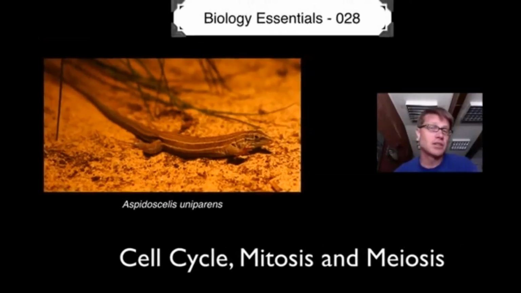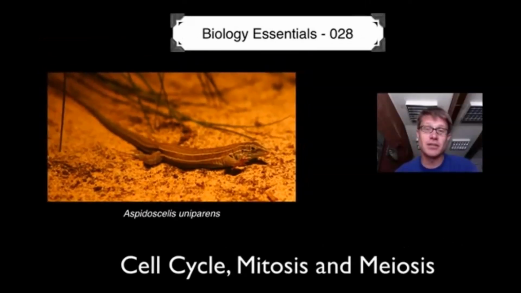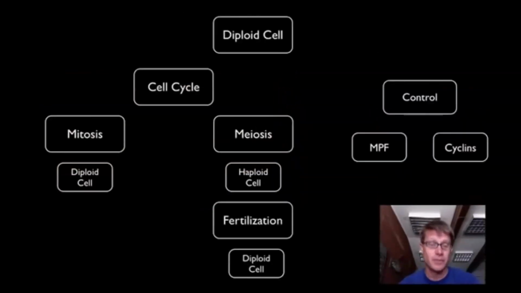Now, we're not going to go into the specifics of mitosis and meiosis. I've got videos on each of those that talk about the different phases. What I want to talk about is, in general, what do mitosis and meiosis do, and how does the cell cycle work, and how is it controlled?